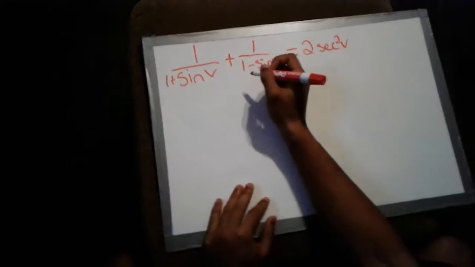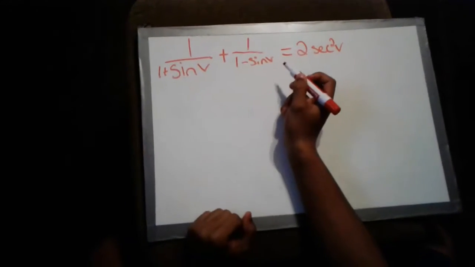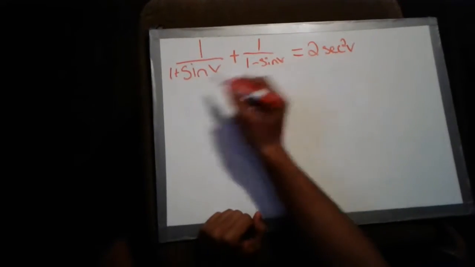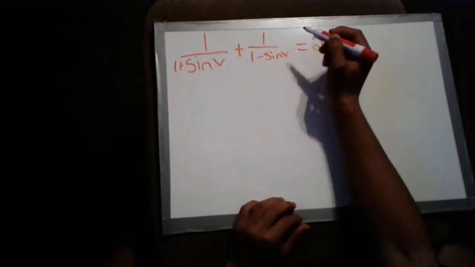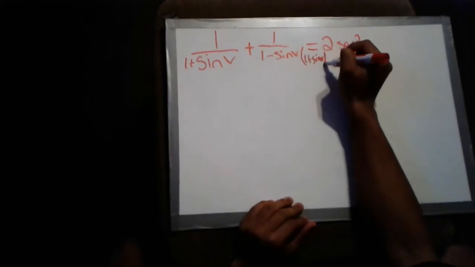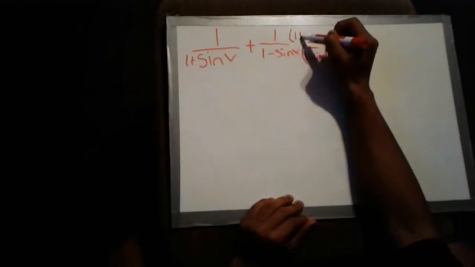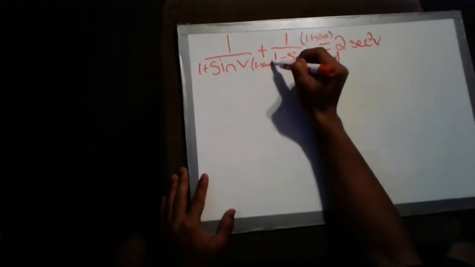I will now be establishing the identity of this separate equation. So the first thing that I'm going to do is work with the left side of the equation, and I will give both sides a common denominator. So I'll multiply this side by 1 plus sine of v, and on this side I'll do 1 minus sine of v.